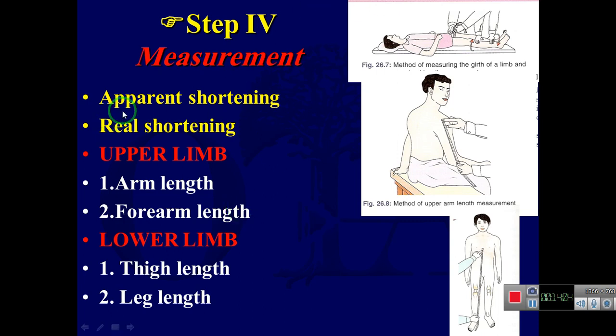Of course, we have two types of shortening. There is apparent shortening, which is the false one, due to no real shortening but due to contracture like burn, or paralysis, or when there is an unsquare pelvis. And there is real shortening when there are fractures, malunion, or missing bone, or any injury.